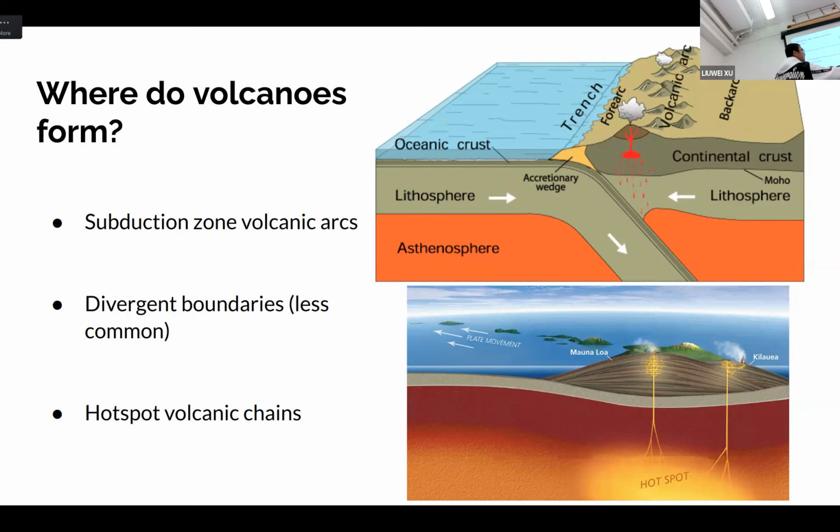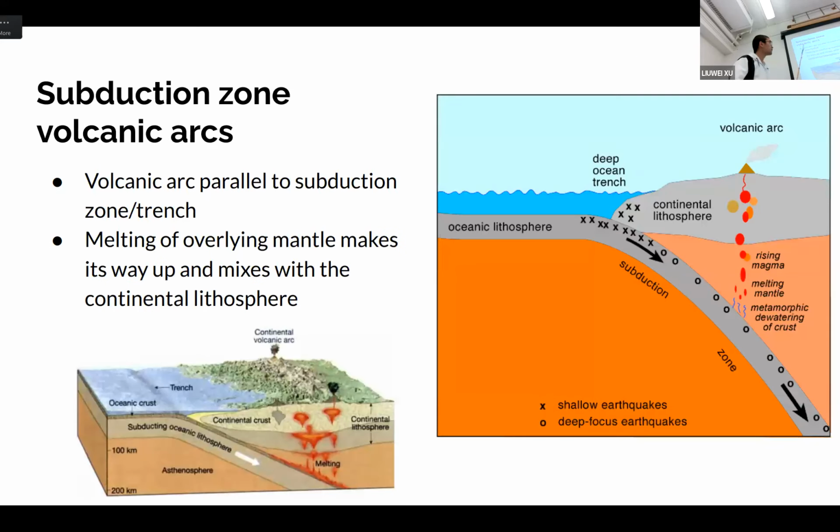This figure shows how a hot spot makes a volcano. We can see more details. First, the subduction zone volcanic arcs. The volcano chain appears on the land side of the subduction zone, and the direction of its extension is the same as the direction of the subduction zone.